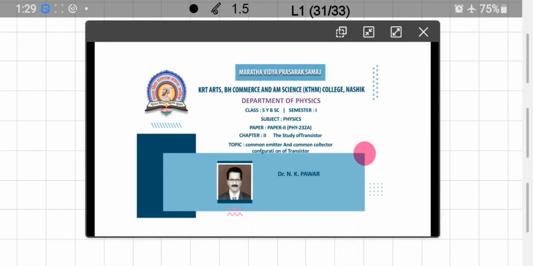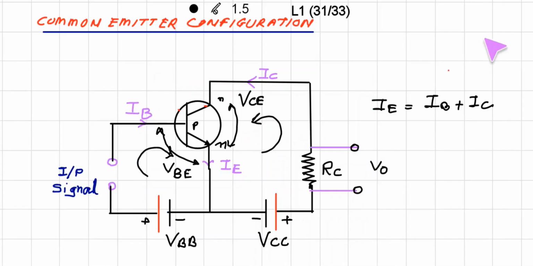Hello dear students. Today we are going to see the topic common emitter and common collector configuration of transistor under the chapter the study of transistor. Last time we already saw how common base configuration works, and now today we are going to see common emitter configuration. Here in this figure we see a common emitter configuration.